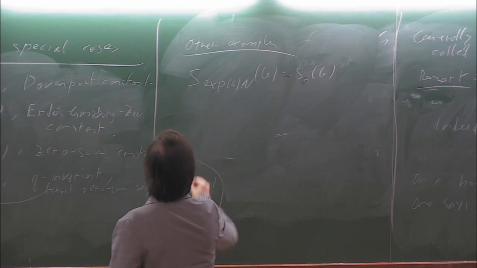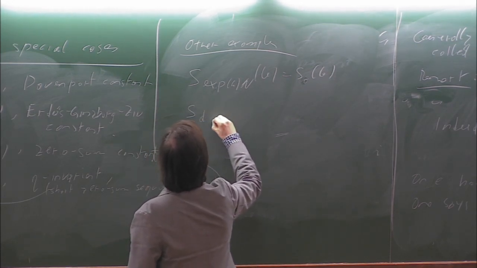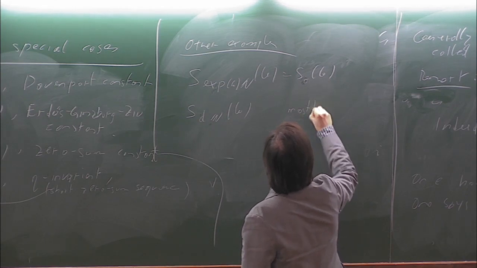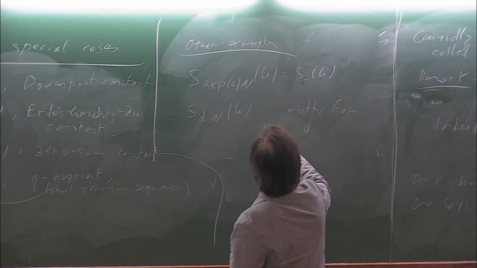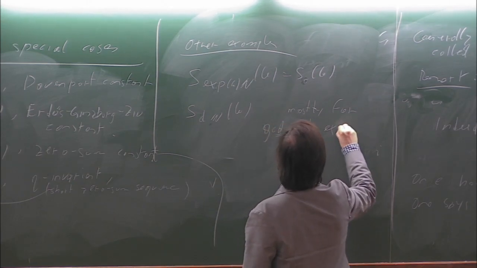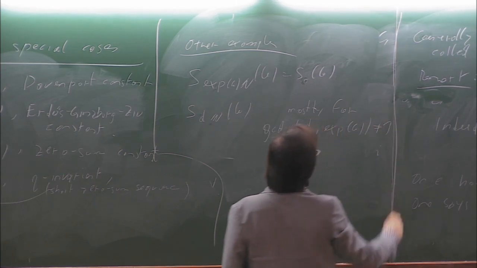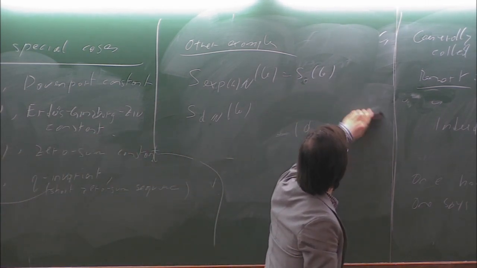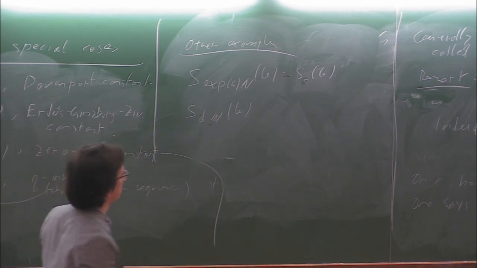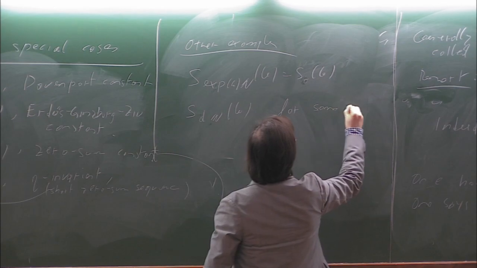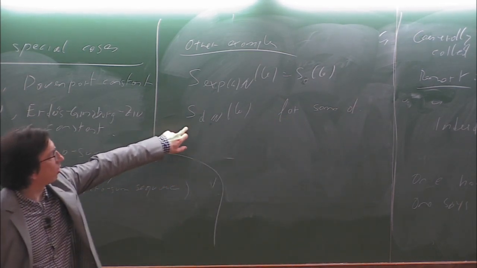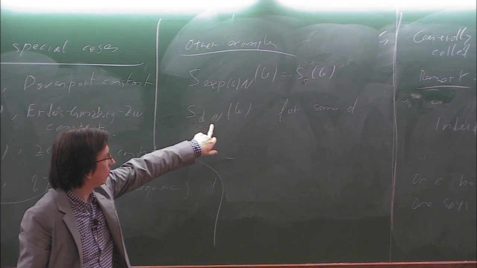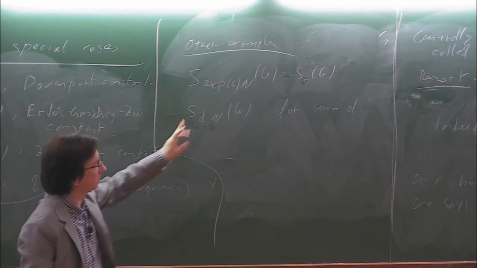One can also study s_dn of G, mostly for some d, with the GCD of d and the exponent of the group not 1. This is always well defined because it's always finite. Well, because I can always manage that this is a multiple of the exponent.